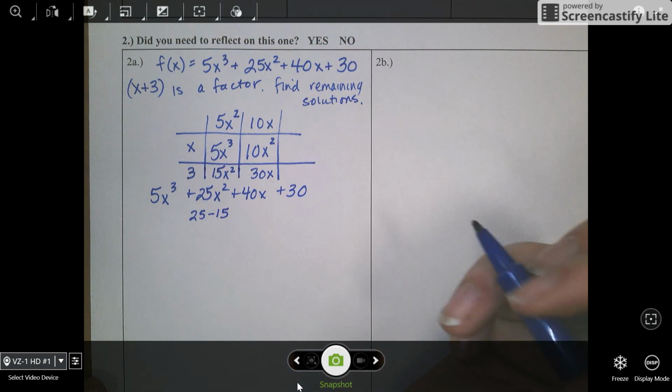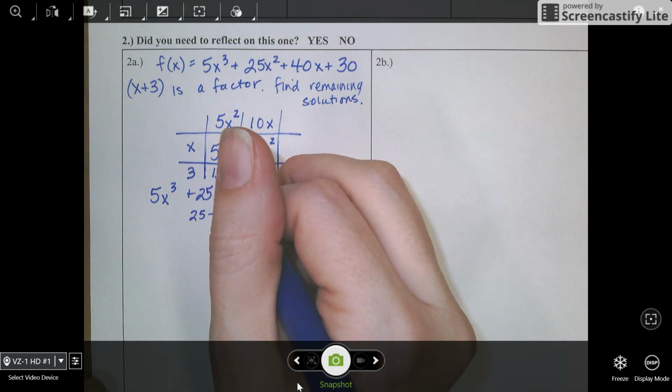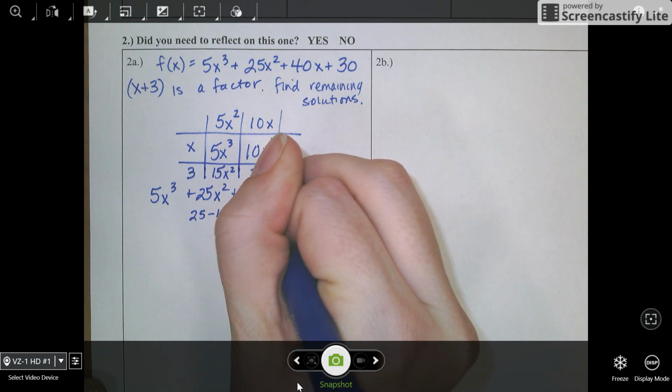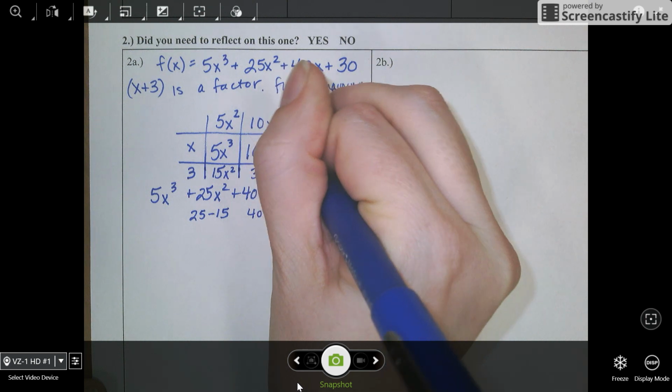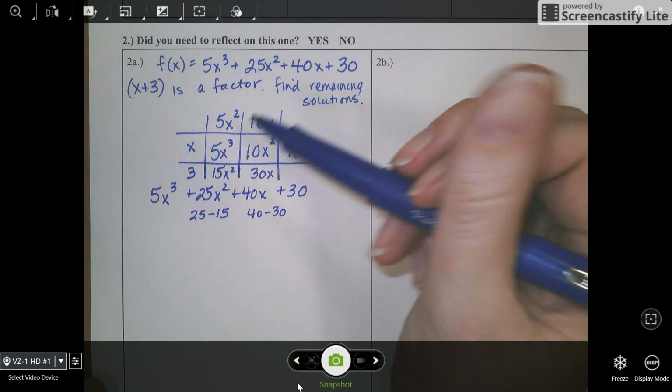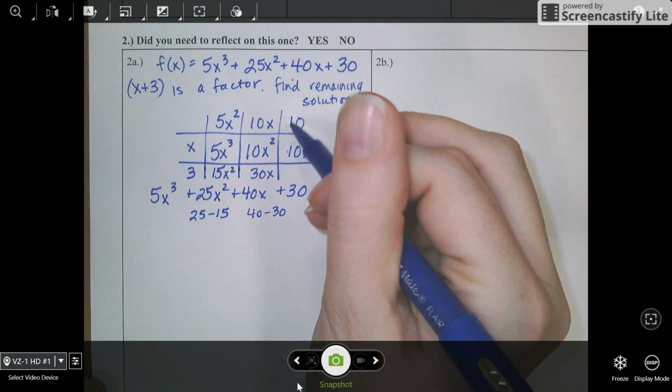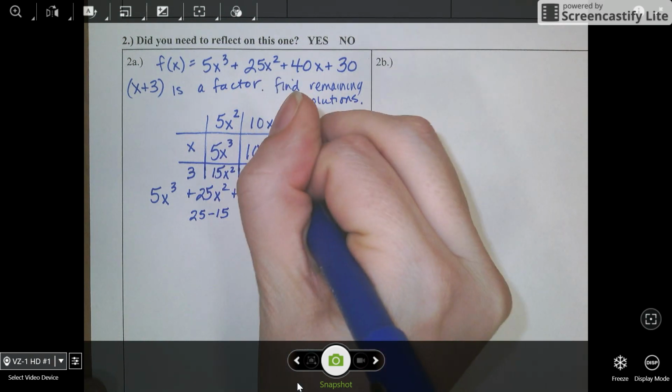I end up with 30x. And again, I'm going to find my diagonal here by subtracting. 40 minus 30, I get 10x. And one more time, x times what gives me 10x? So it would be 10. And my row times my column gives me 30.